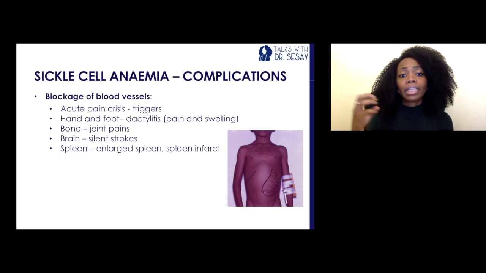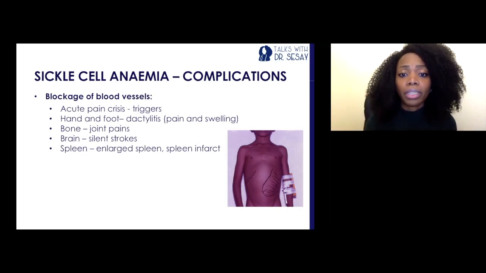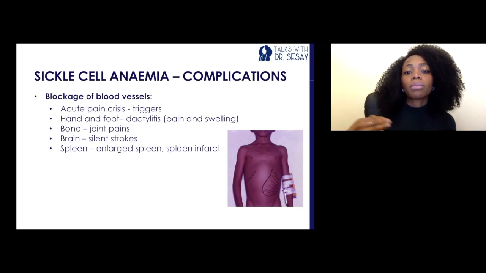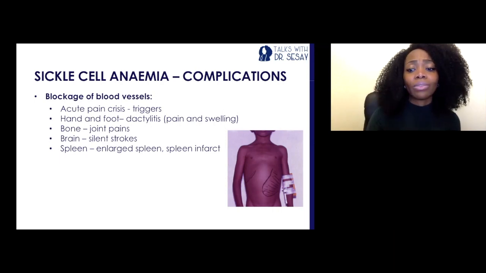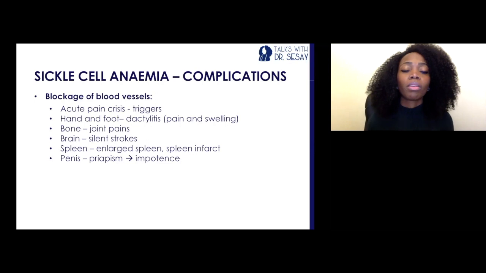Or what could happen, again, if they block the blood supply in multiple areas of the spleen, then you can have what's called a spleen infarct, which essentially is where certain areas of the spleen die, so it doesn't work as well. And because the spleen helps to fight infection, this is what increases the risk of infections occurring.